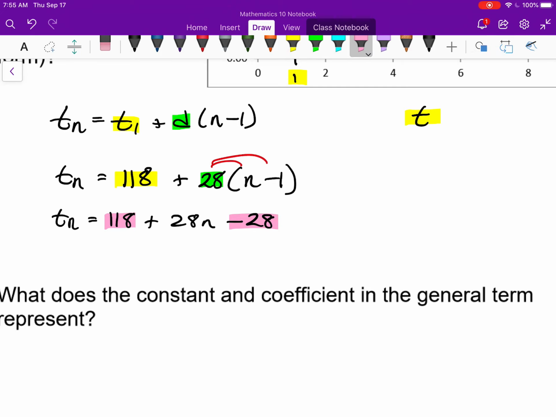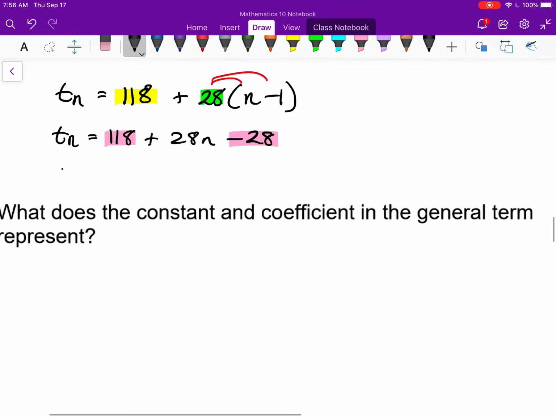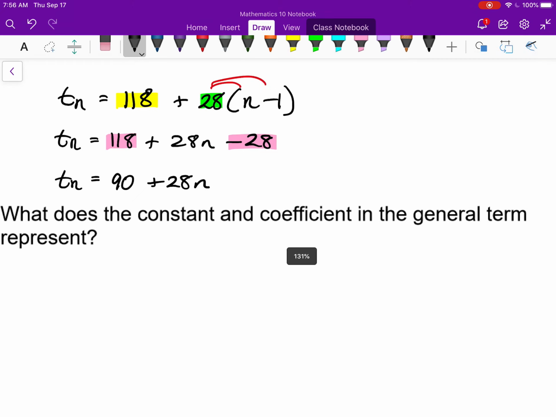So I got these two like terms here, 118 and negative 28. I might as well put these together. And so I get Tn equals 90 plus 28n. And that's great, what I have there is great. That's what we call the general term for this relationship.